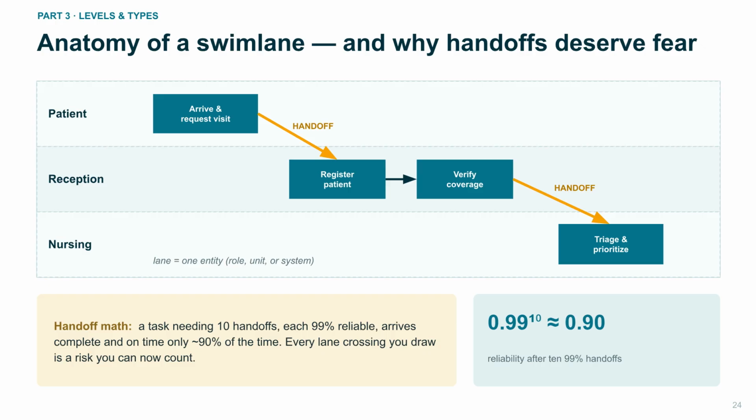Handoffs in a swim lane are where most processes fail. Every time an arrow crosses a lane, a handoff occurs. These points are prone to delays and errors. Tracking them helps you measure the risks in your care delivery.